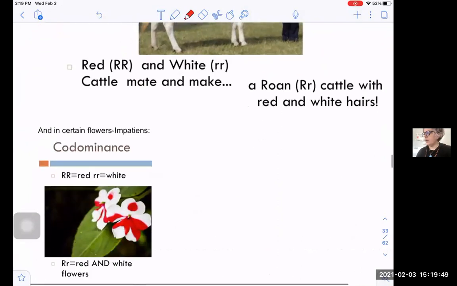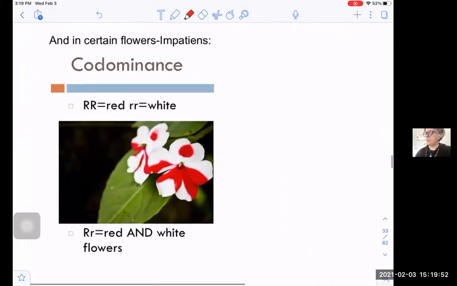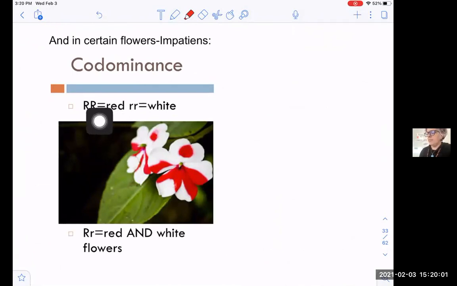Let's take another look at an example with flowers. There's a type of flower called an impatiens, and there is a red version and a white version. When you cross the red and the white version, what you get in the heterozygous is a flower that has both red and white petals. So this is not a pink flower. This flower is showing both red and white. So it is co-dominant, sharing dominance. We still use the same letter because we're still talking about the same trait.